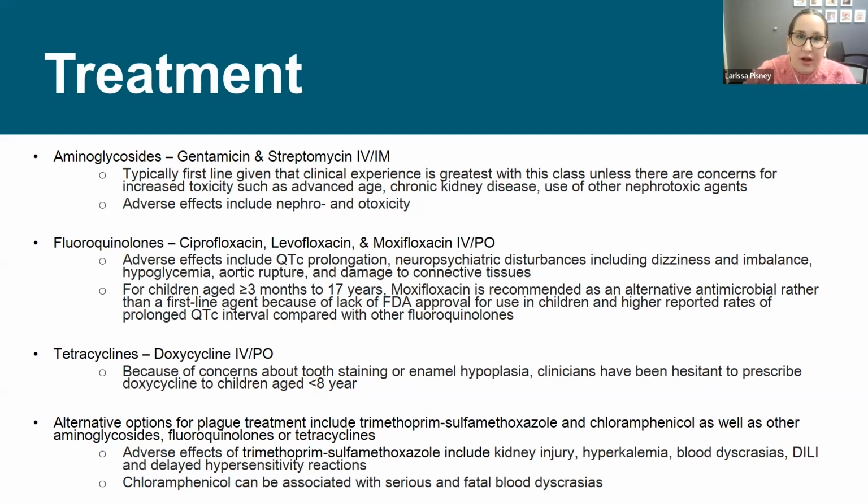It is important to note that certainly Bactrim has several well-known side effects, including kidney injury, hyperkalemia, blood dyscrasias, drug-induced liver injury, and delayed hypersensitivity reactions. The other thing that can oftentimes be rate limiting in terms of using Bactrim in patients with a respiratory process is that it does have a large amount of carrier fluid, and oftentimes in these patients that are having significant respiratory failure, we want to limit the volume of fluid that they're getting. And then chloramphenicol can be associated with serious and fatal blood dyscrasias.